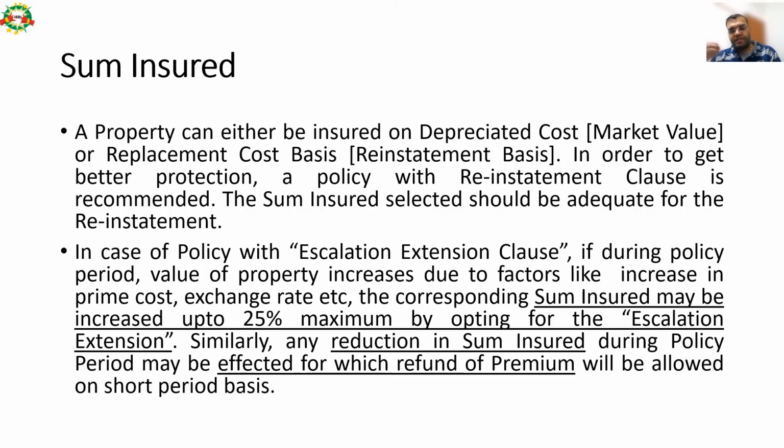So if I have purchased a policy with an escalation extension clause, and during the period of the insurance policy validity the market price of the asset increases because of currency exchange or some other prime cost increase, the insurance company will settle the claim considering a higher cost of the asset up to 25%. Similarly, if any reduction happens in the sum insured during the policy period, the insurance company may refund the premium on a short period basis.